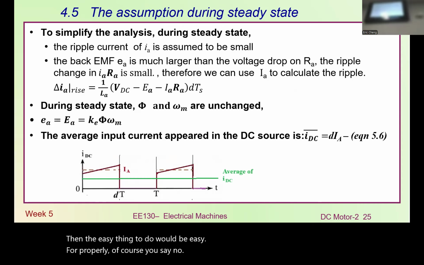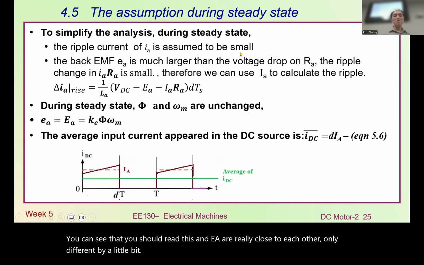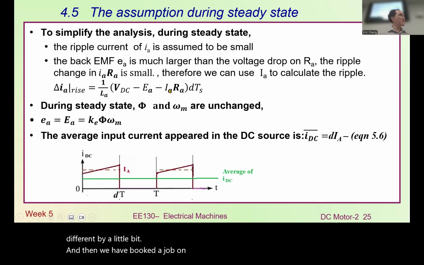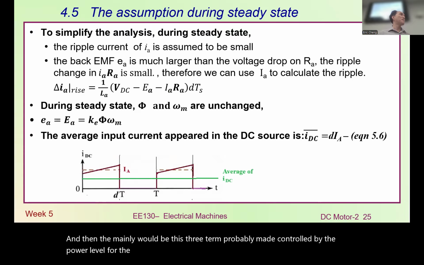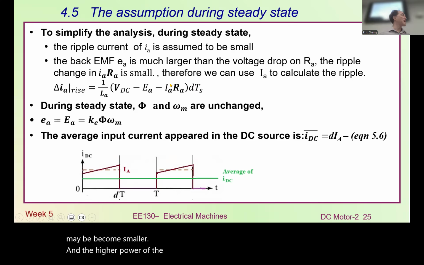Usually you can see that VDC and EA are really close to each other, only different by a little bit. And then we have the voltage drop on the resistor, the winding. Mainly these three terms are controlled by the power level of the motor. With a high power level, your RS, the resistor, may become smaller, and with a higher power motor, the current will become larger, right? So probably these three terms are quite fixed.